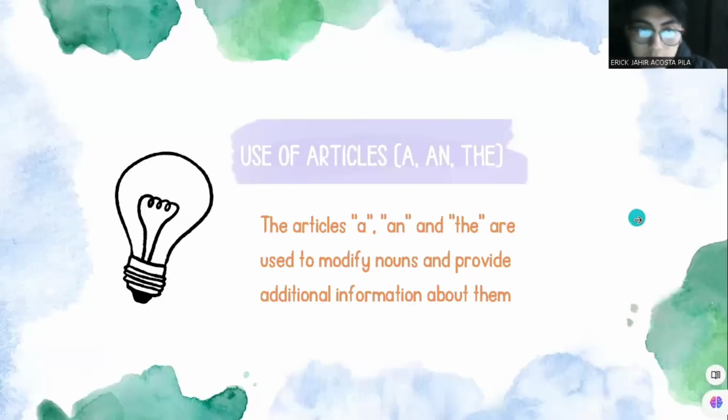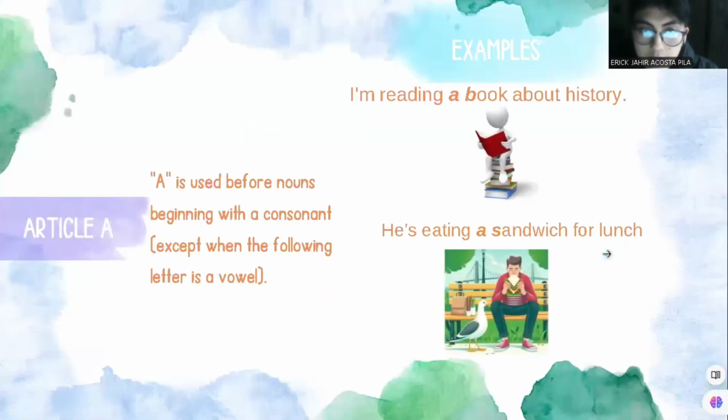Articles and nouns. Articles are used to modify nouns and provide additional information about them. When is "a" used? It's used before common nouns that begin with a consonant. For example, I am reading a book about history. In this case, book is a common noun beginning with the consonant B, so we use the article a.